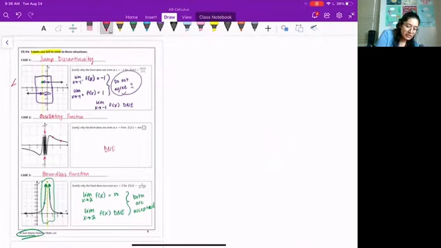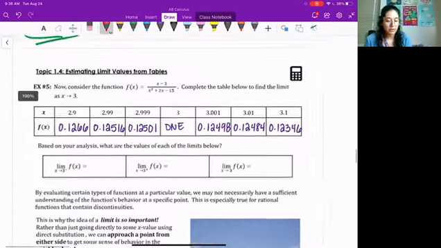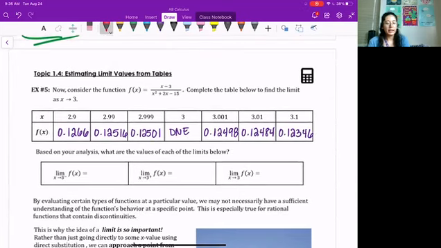Like I said, this first one, the jump discontinuity, is the one we're going to see most often. So one last page I want to talk about today. This is estimating limit values from a table. You might see something like this on Friday's quiz. I didn't say that in class, so if you're watching this, you know something that the people in class don't know.